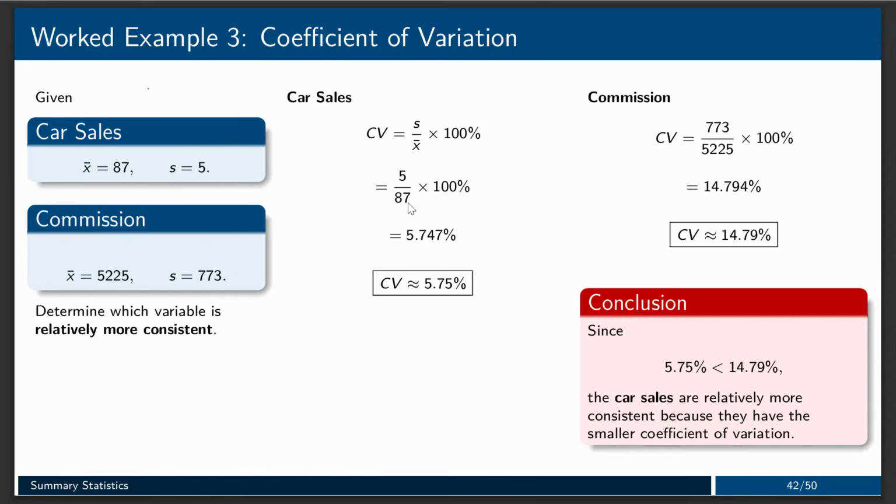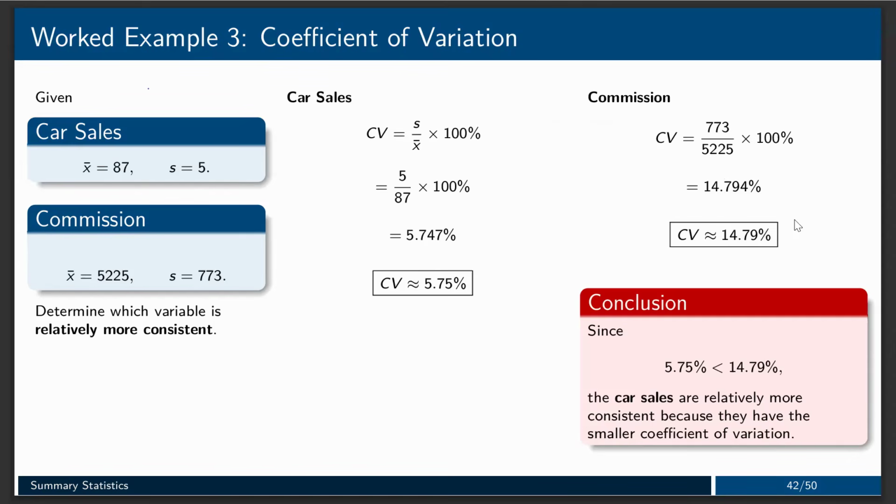So we have 5 over 87 times 100%, which is 5.747%, or approximately 5.75%. For commission, the coefficient of variation is the standard deviation over the mean, which is 773 over 5225 times 100%. That's giving us approximately 14.79%.